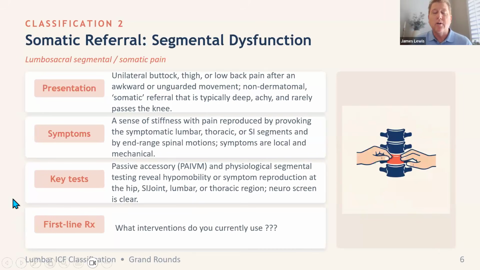But if we keep going, if we keep looking at things, the next classification would be a somatic referral. You could also call this a segmental dysfunction. This is one where there's none of that referral pain below the knee. It typically stays above the knee, and so we'll see pain in the buttock or the thigh or the low back. It's generally after a particular movement. Maybe I bent over, maybe I tried to lift something and I felt kind of this little click.